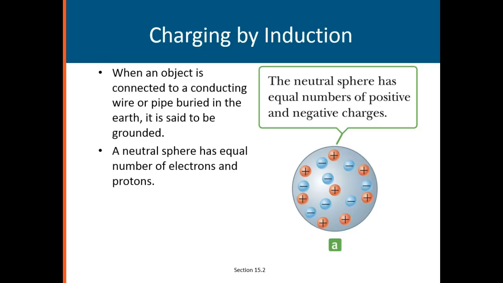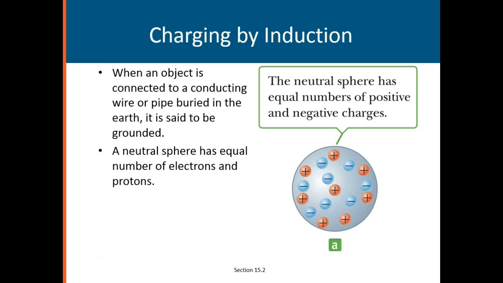A neutral sphere has an equal number of electrons and protons. Anything that's neutral has equal electrons and protons. Doesn't mean it doesn't have any charges, but it has an equal number of each. So the neutral sphere has equal numbers of positive and negative charges. So that's our first situation.